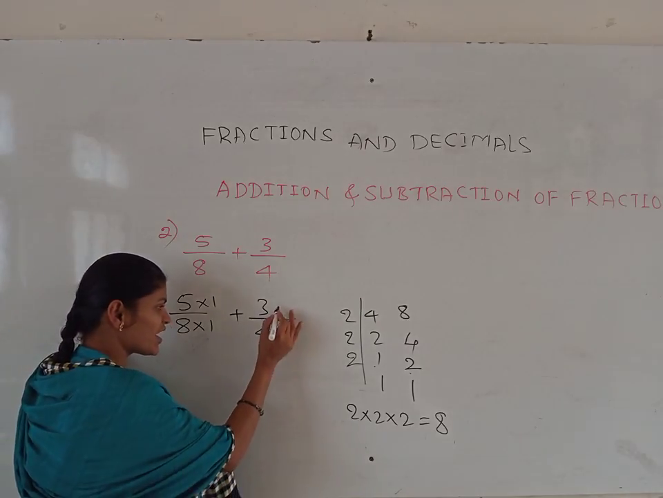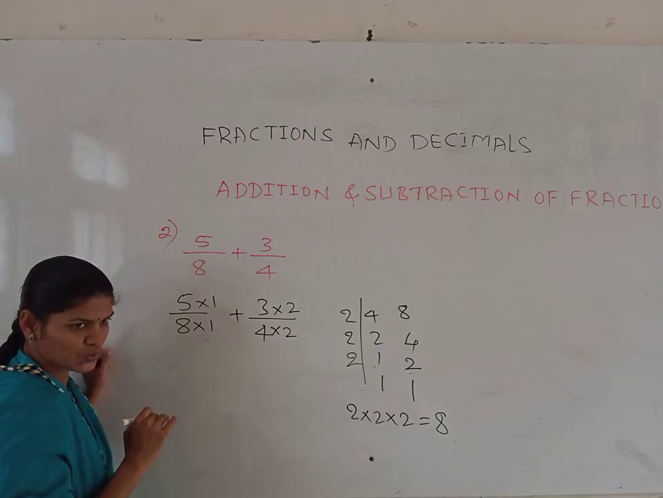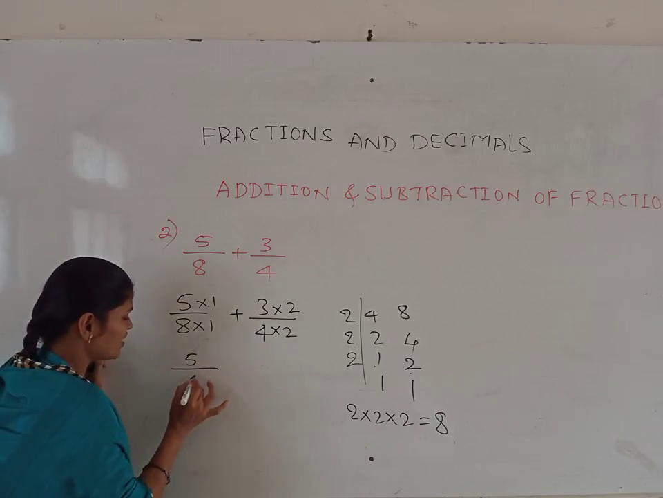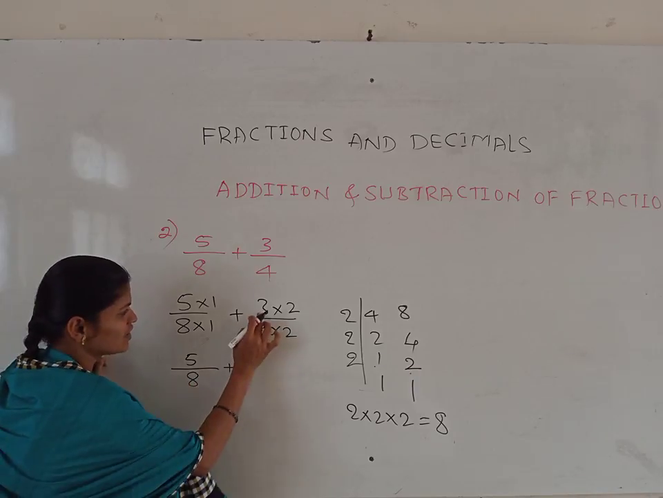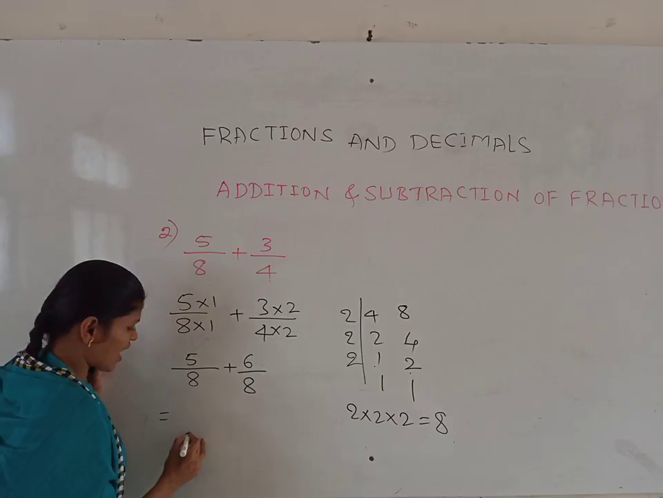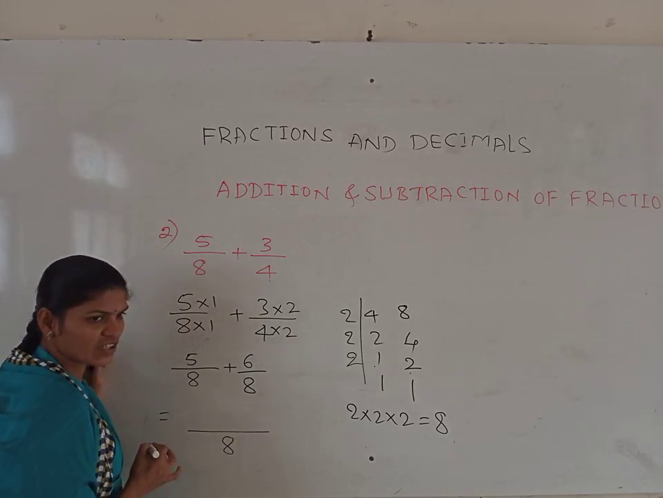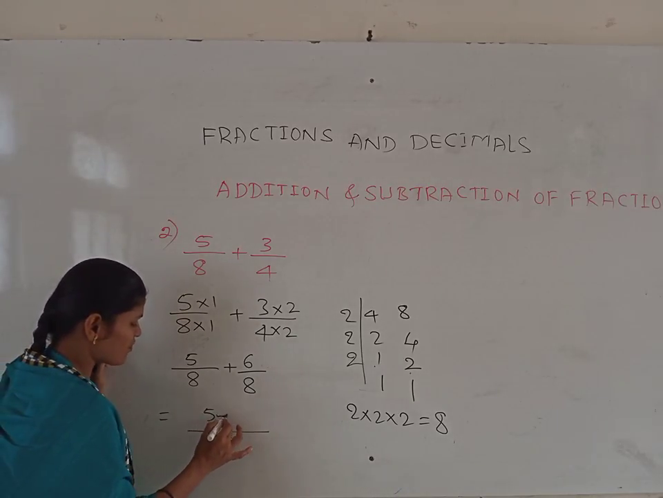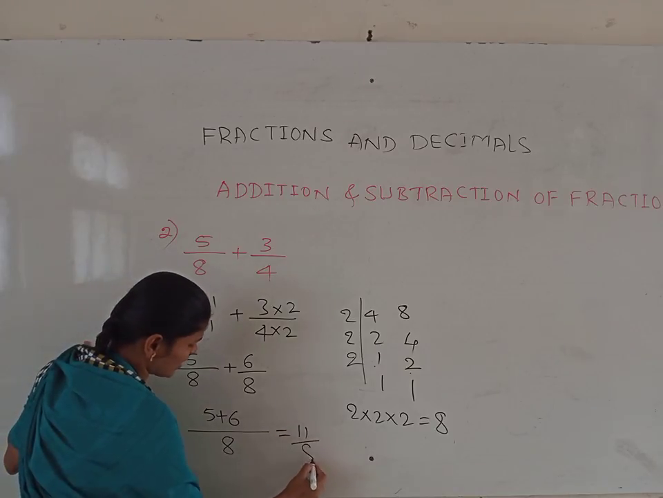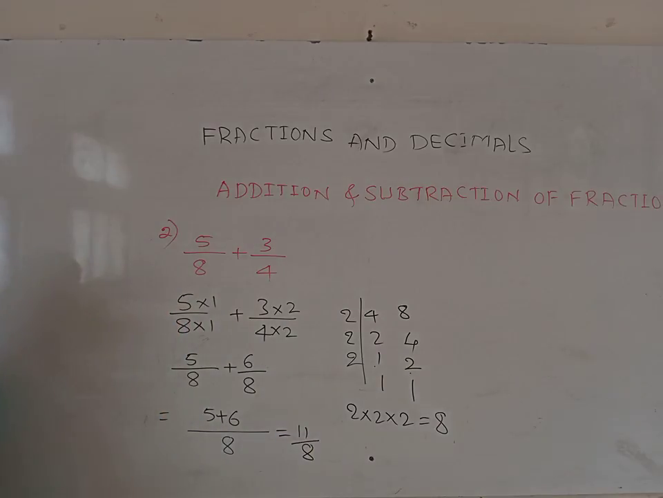4 2s are 8. So multiply and divide this fraction by 2, and we will get the denominator the same. Yes, 5 1s are 5 divided by 8, plus 3 2s are 6 divided by 8. Now you can add, same denominator, with the denominator as it is. Then 5 plus 6 is how much? 11 divided by 8 is your answer. Clear? Easy? The easiest problem.